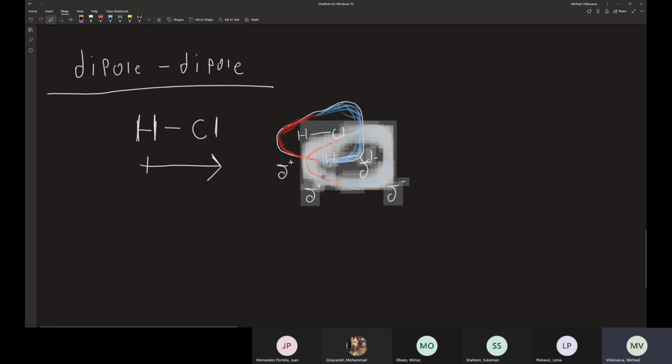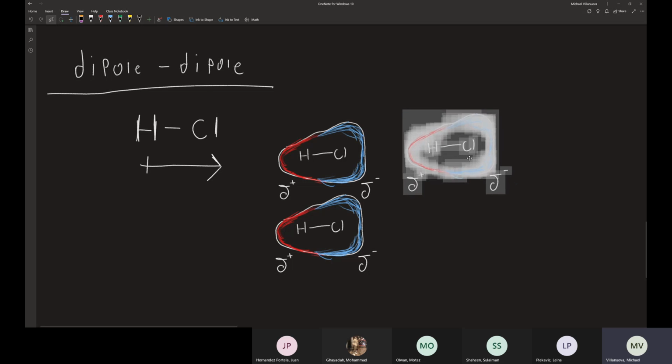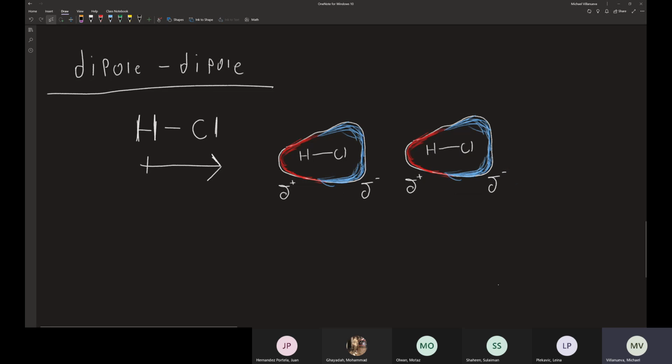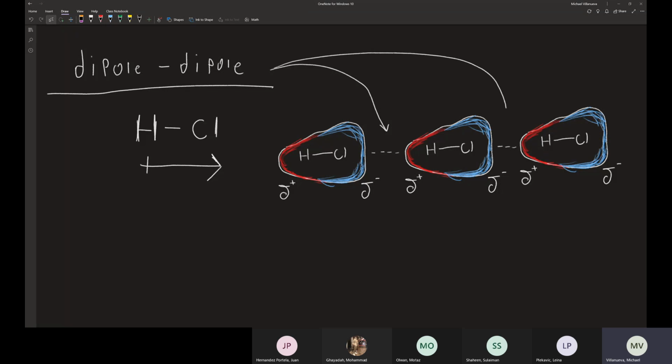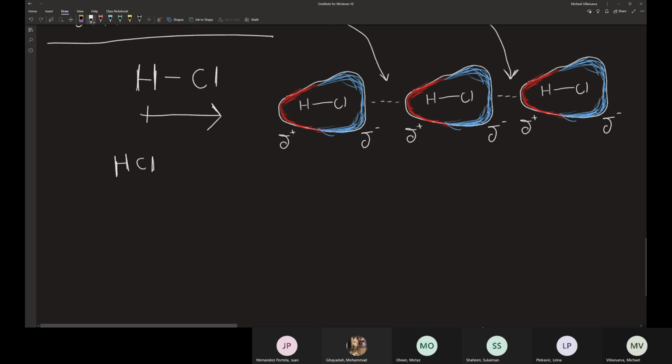So what's going to happen is we have a bunch of these guys floating around in our solution. And when that happens, they're going to essentially line themselves up like this. So they have some sort of interaction going on between them. This right here is our dipole-dipole interaction. So if you are asked a question specifically, what would be the intermolecular forces between HCl? It would be a dipole-dipole. And the reason it is a dipole-dipole is specifically because of this. Now I want to talk about hydrogen bonding next, because it is a special case.